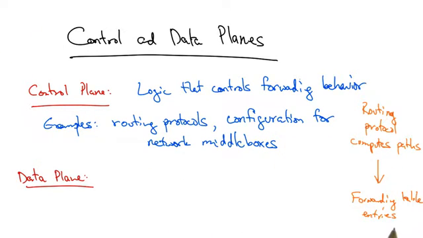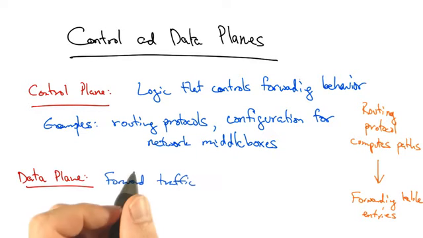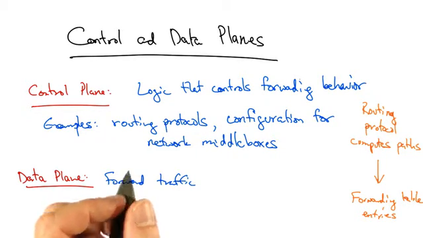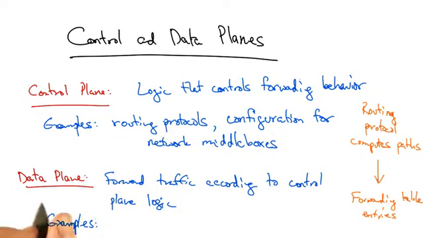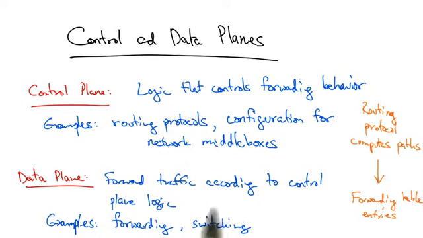The forwarding table entries themselves, and specifically the actions associated with forwarding traffic according to the control plane logic, is what constitutes the data plane. So examples of data plane function include forwarding packets at the IP layer and doing things like switching at layer 2. So to reiterate, routing protocol functions that compute the paths are control plane functions, whereas the act of actually taking a packet on an input port and forwarding it to an output port is a data plane function.